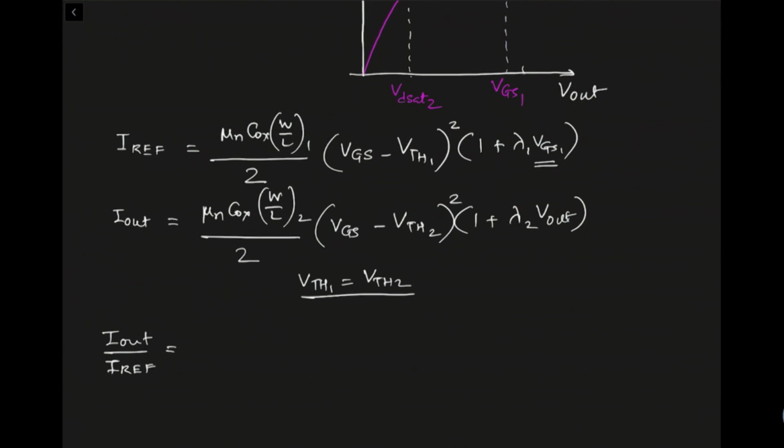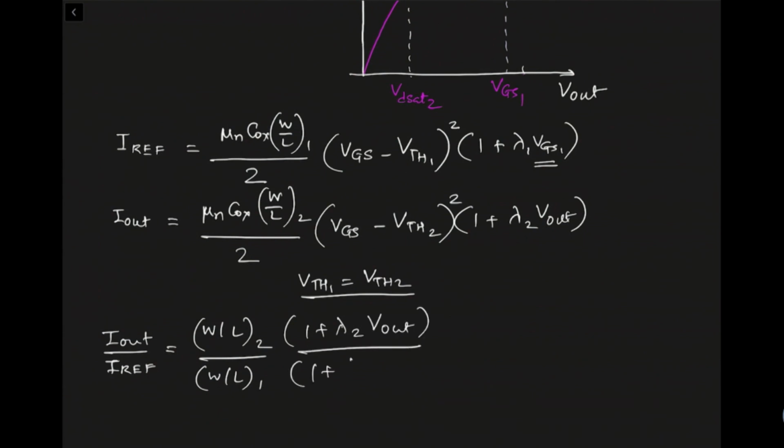That would be, if you look at the overall factors, the only thing which will be left out will be W by L of transistor 2 divided by W by L of transistor 1, and then you will have 1 plus lambda 2 V out divided by 1 plus lambda 1 VGS. We want mirroring to be predictable and accurate.